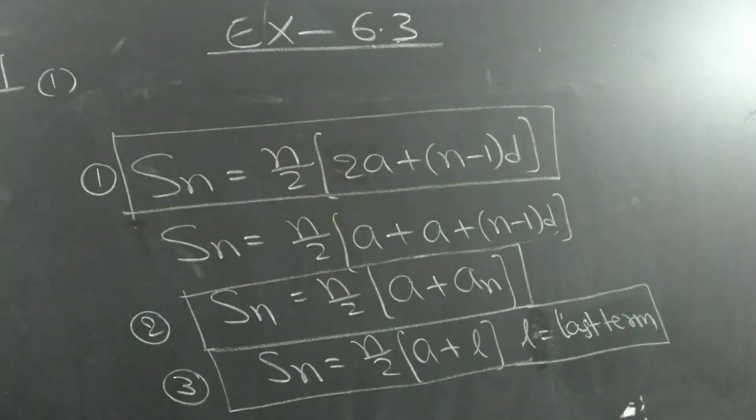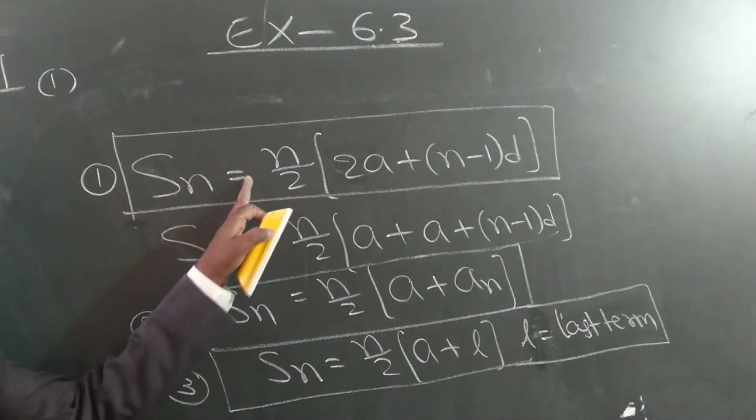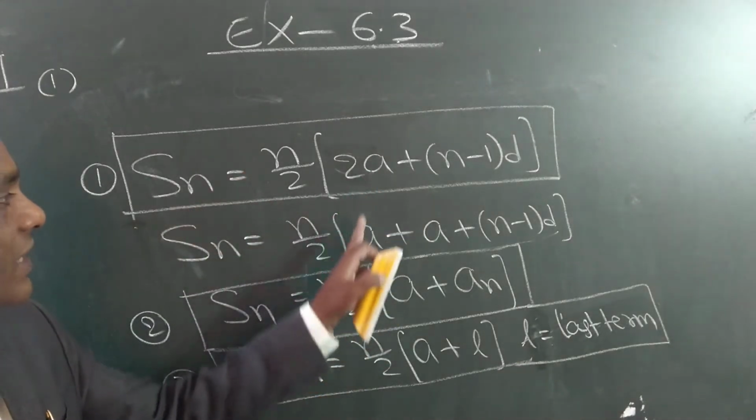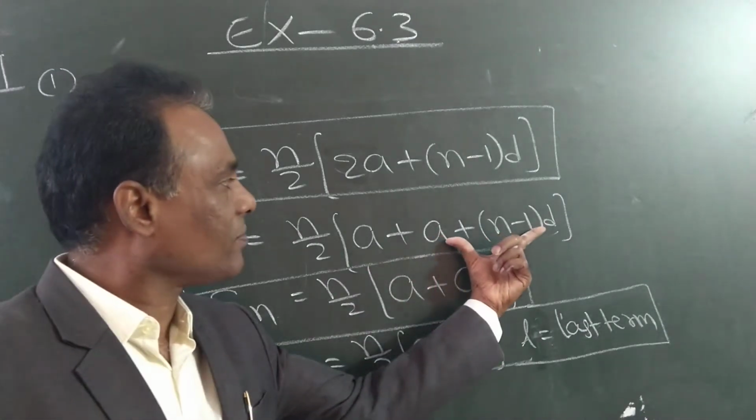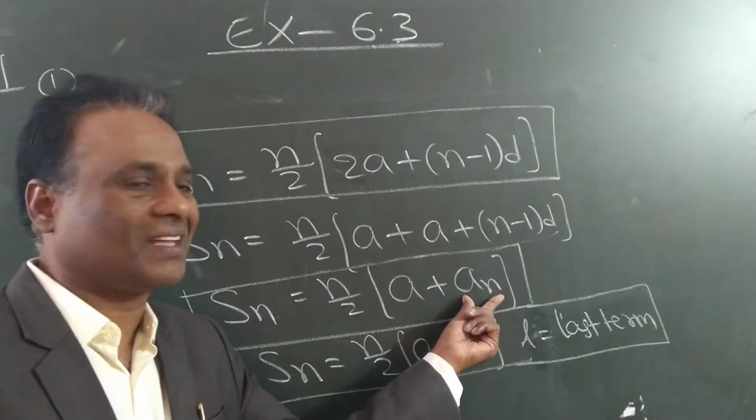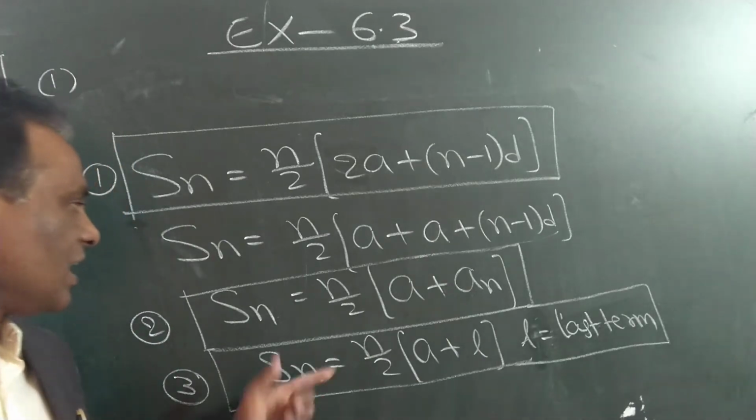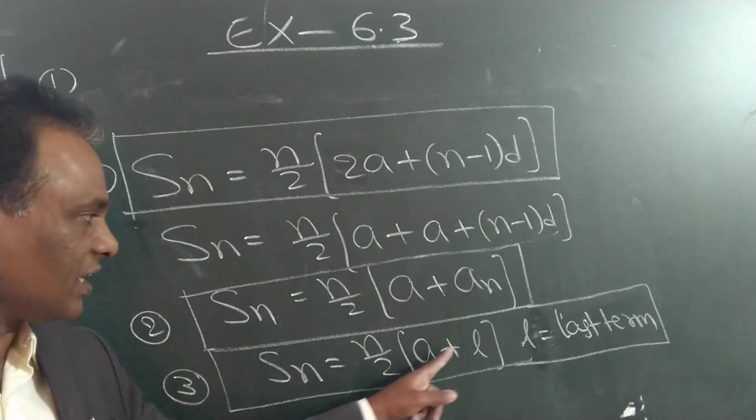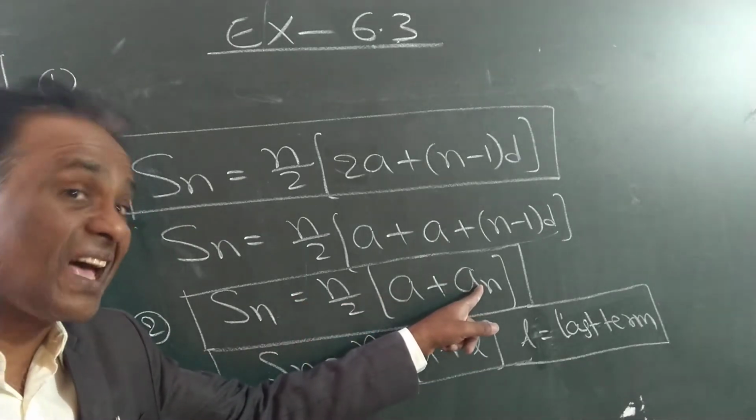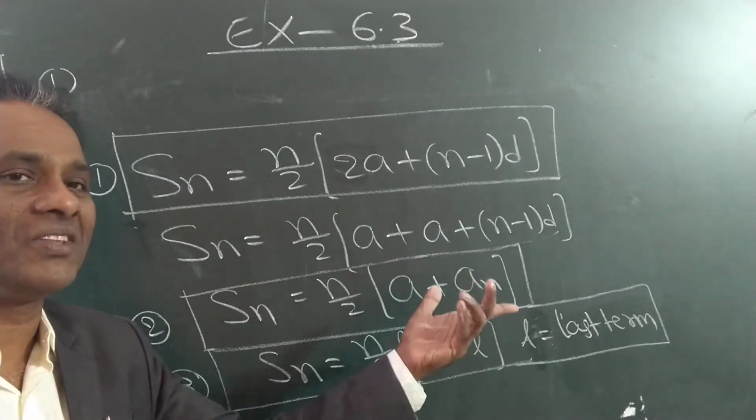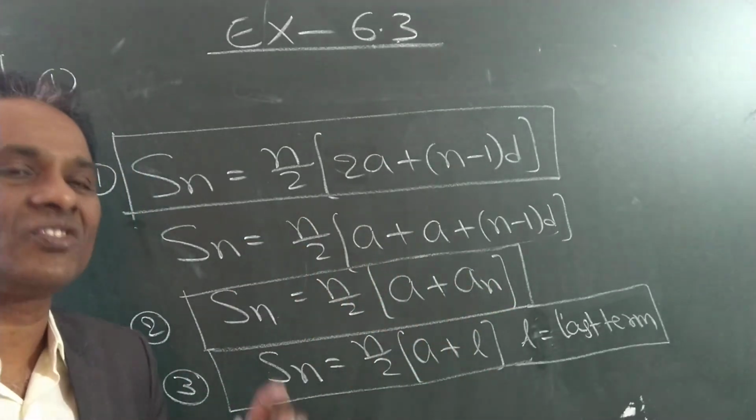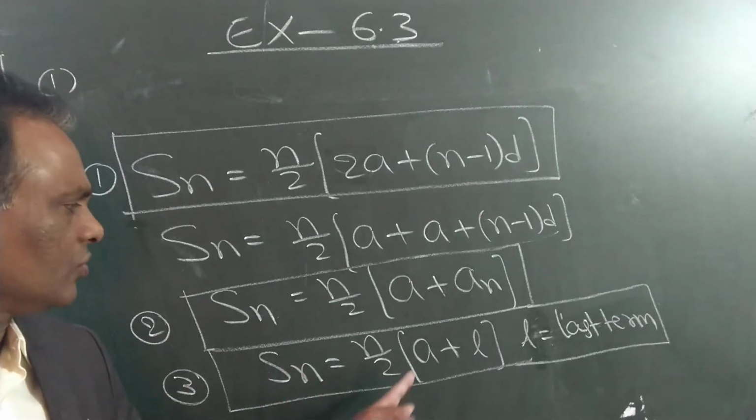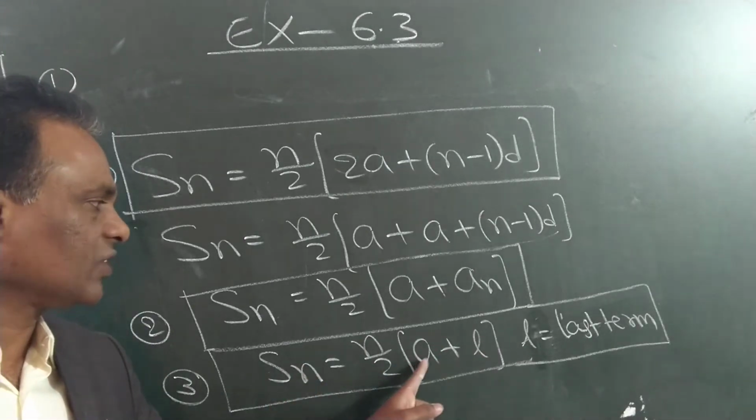L is equal to last term. This formula we derived. This also I derived, because 2a is written as a plus a. A plus (n minus 1) into d is the nth term formula. So a plus a, the same can be done: first term plus this, which we can call the last term. Let us use the symbol L, because in the textbook L is sometimes used. So n by 2 into first term plus last term.